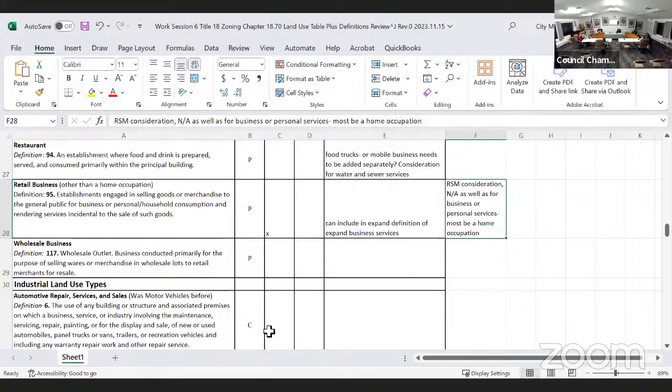Okay, we're moving down to wholesale business. Wholesale outlet: business conducted primarily for the purpose of selling wares or merchandise in wholesale lots to retail merchants for resale, and it is currently permitted.